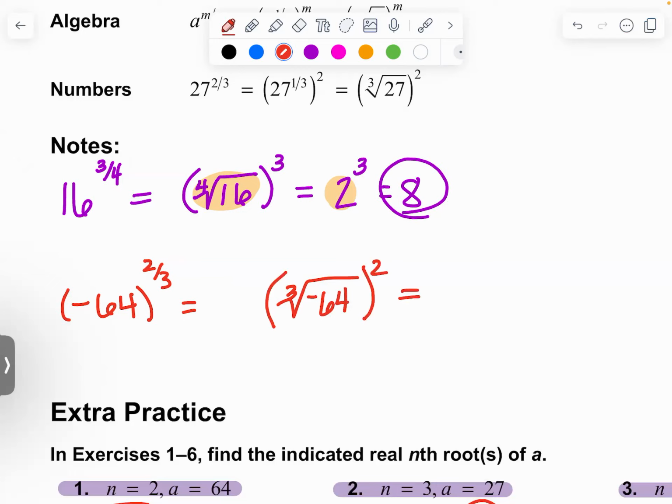I'm hearing people say it's negative 4. Is negative 4 cubed negative 64? Yes. So we have negative 4 squared, which yes, Kyron, is 16. We're just kind of slowing our roll a little bit here.